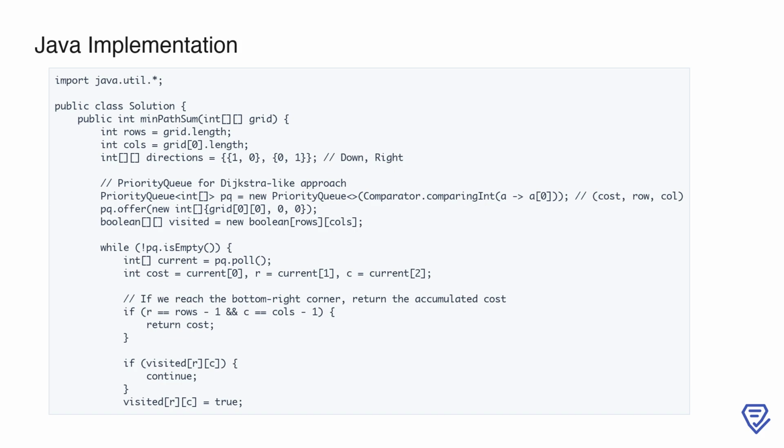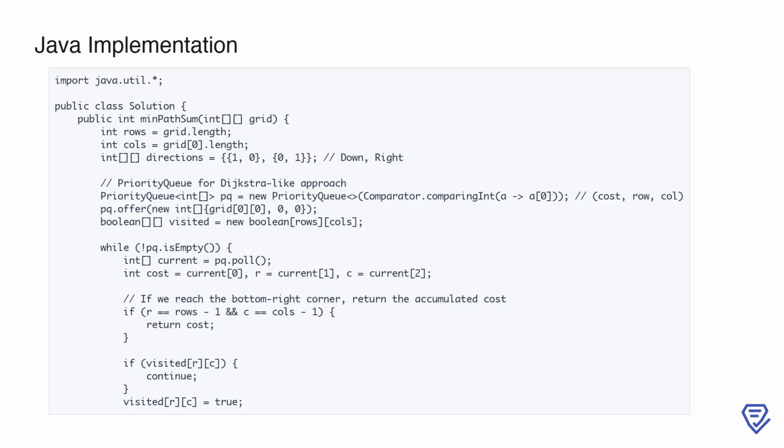Here, we are implementing a solution in Java to find the minimum path sum in a grid. We start by importing the necessary packages and defining our solution class. Inside the class, we have the method minPathSum, which takes a 2D array grid as input. The first step is to determine the number of rows and columns in the grid.